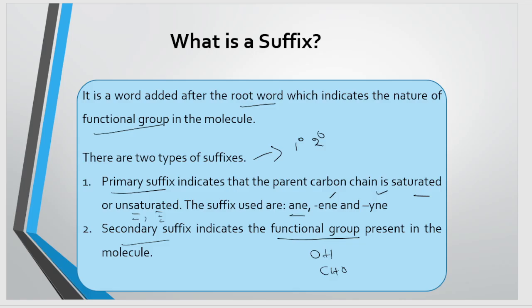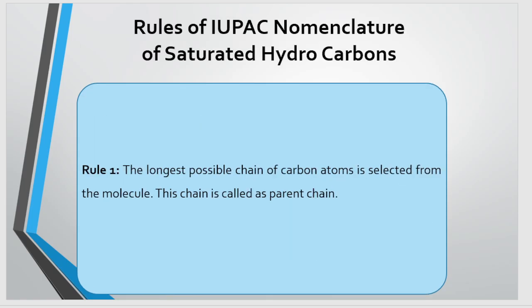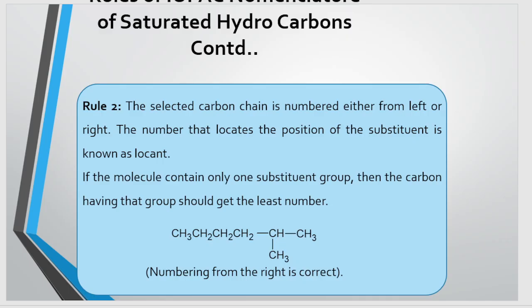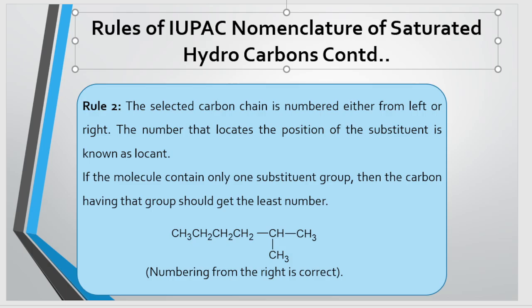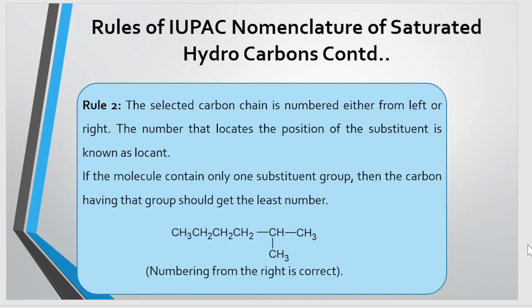Okay, now listen here. Let us see how to write the IUPAC nomenclature of saturated hydrocarbons. The first rule is we need to select the longest possible chain of carbon atoms, and that long chain is also called the parent chain. The second rule is, if we consider the carbon chain, we must number it either from left to right or from right to left based on the position of the substituents.